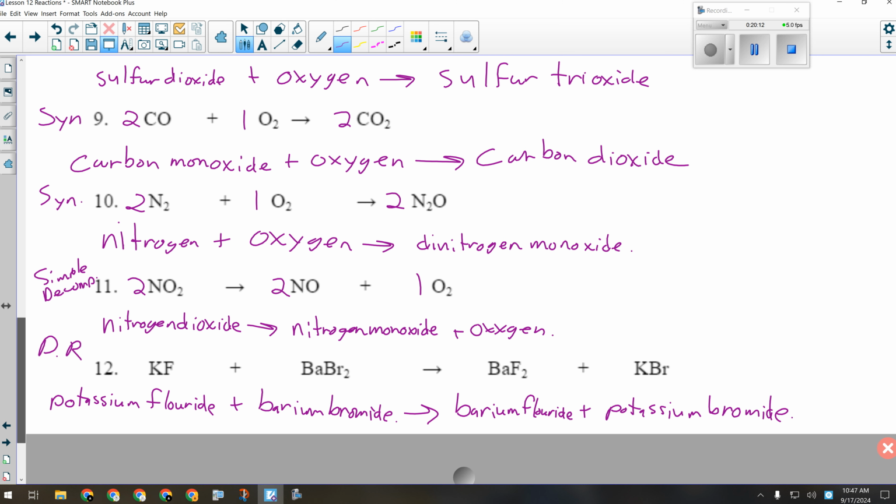Okay, what should I balance first? I can do either fluorine or bromine, it doesn't matter which one I do first because it'll work out the same. On the reactant side, I have one fluorine. On the other side, I have two. So what do I need to put here? When I do that, it gives me two potassium. So what needs to go here? Now that gives me two bromines. That's okay, there's two over here.